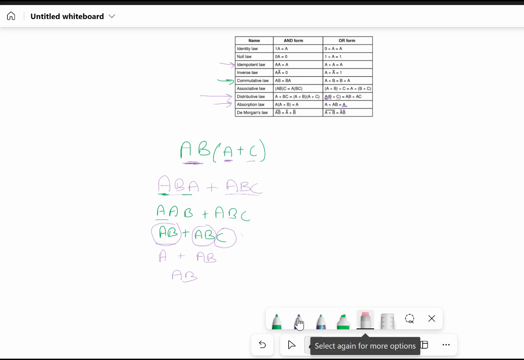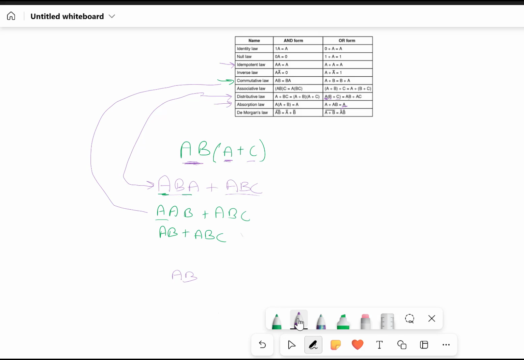Let me just get rid of this. So step one, we used distributive. I then rearranged it using commutative. I then got rid of the two A's by using idempotent. I then used absorption to get us there.